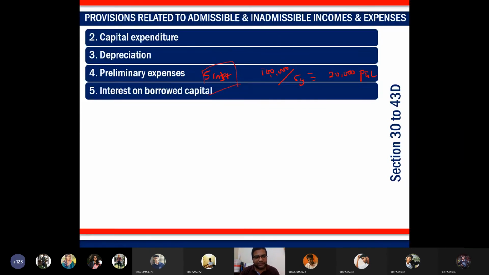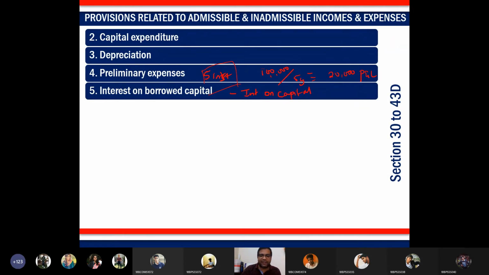Interest on borrowed capital. When you're taking a loan, whether it is from a financer or a bank, the loan will go to the balance sheet because it's a capital receipt. But the interest you're paying on the loan is a revenue expense. So interest you can deduct from your profit and loss account. There is nothing wrong in that. But is it okay to charge interest on your own capital?